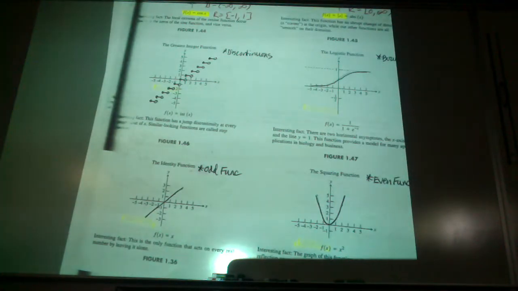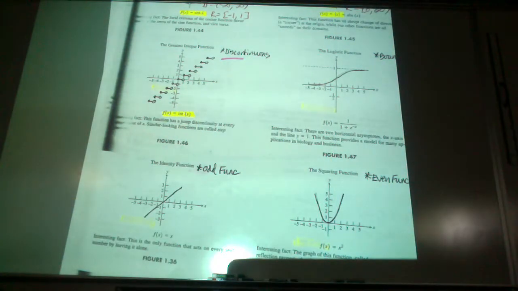The greatest integer function is one of the greatest pain in the butt functions for you all. It can get very confusing. It's a step function, also known as that. So basically I'm stepping from here to here to here to here to here. That's why it's discontinuous, because you have to keep stepping or jumping or leaping to get to the next part of the graph. But the domain and range are very interesting in this one.